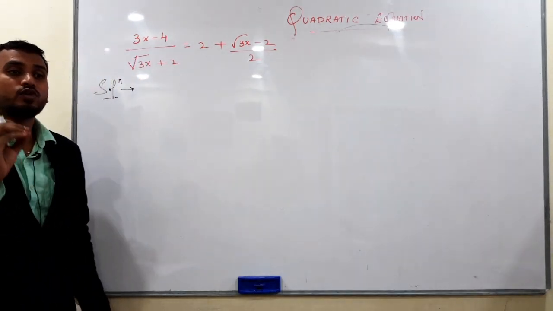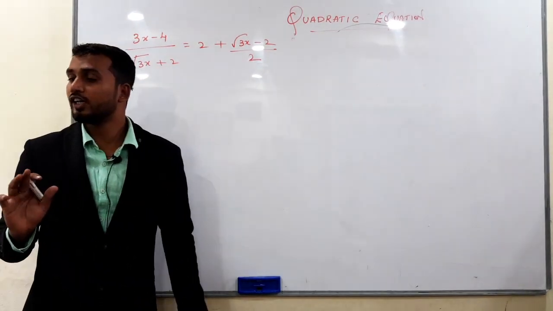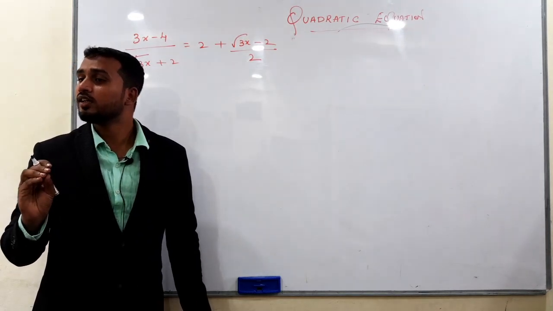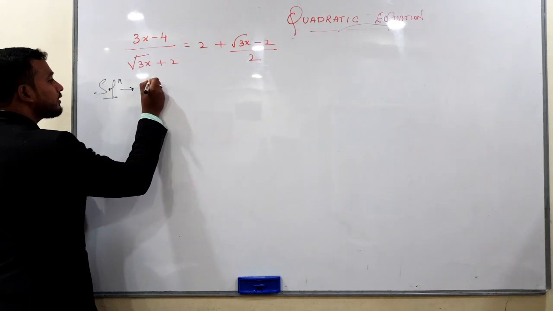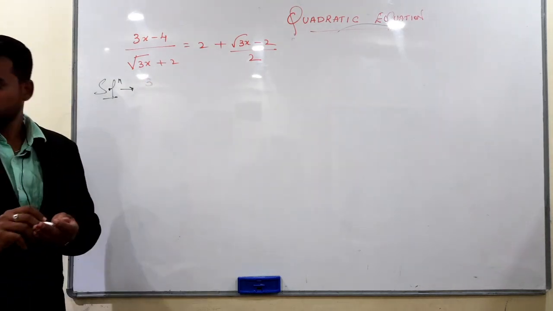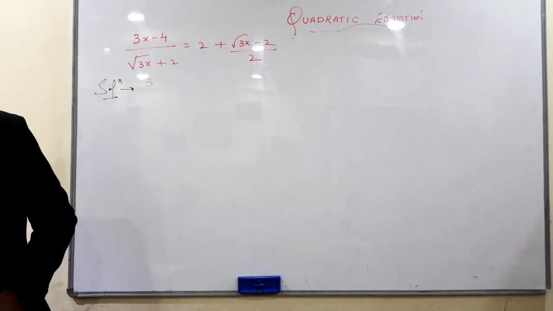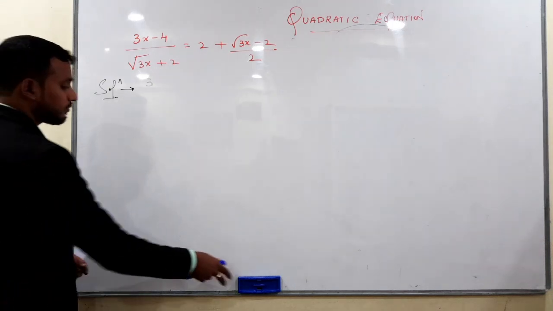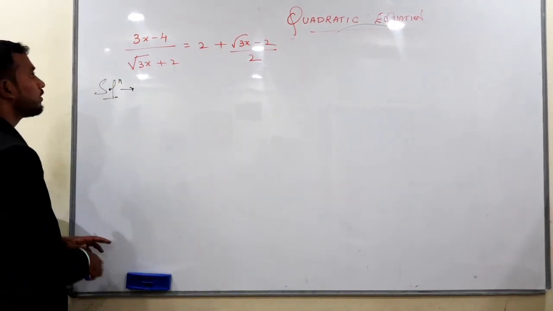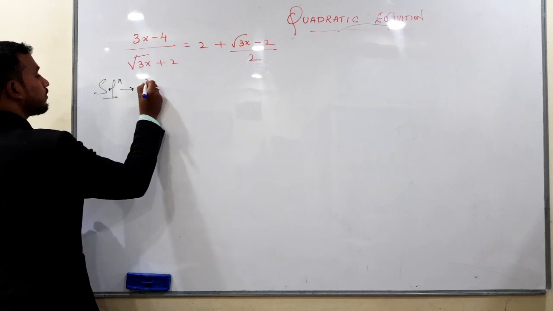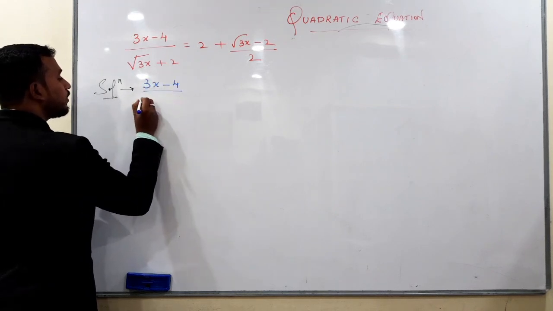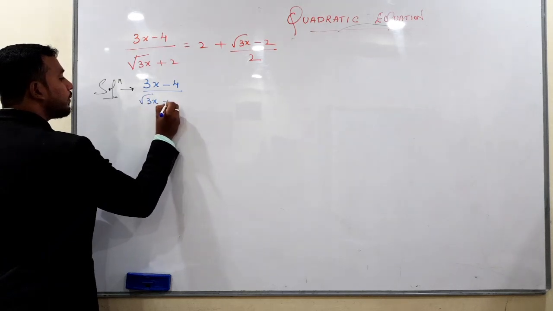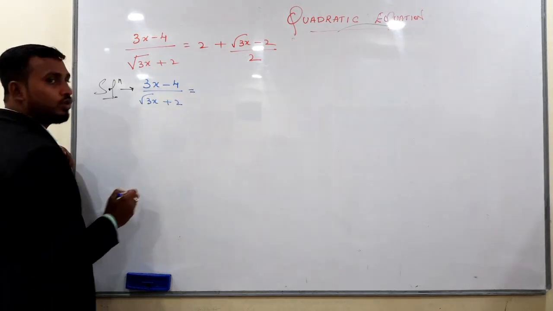It means we have two fractions, in between there is a symbol plus or minus. It means we have to take the LCM. Are you getting, children? We need to take the LCM. That is step number 1. (3x minus 4) by root (3x plus 2) is equal to.